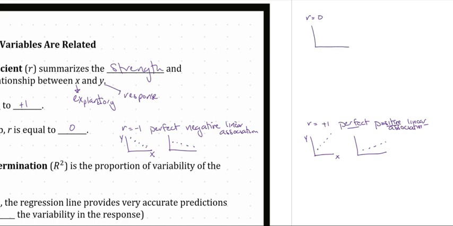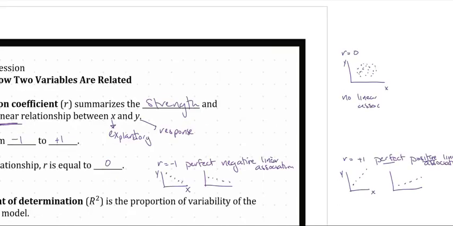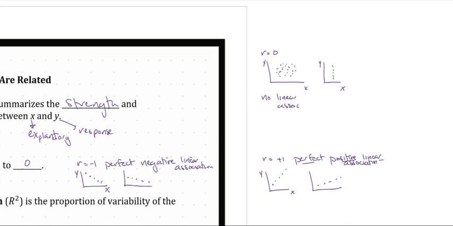We could just have a cloud or a mass of points. And in this case, there's no clear linear association or even no association at all. And so here there's no linear association. It could be something like this, where there's no relationship at all because x doesn't change. It could also be like this, where there's no relationship because y is now a constant. And so as x increases, y doesn't change.